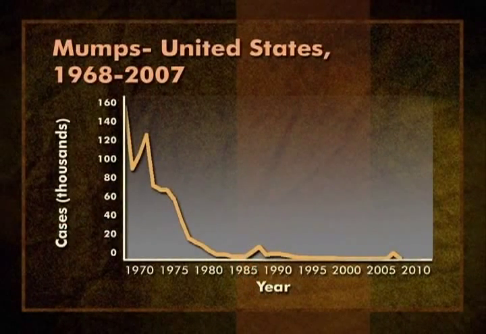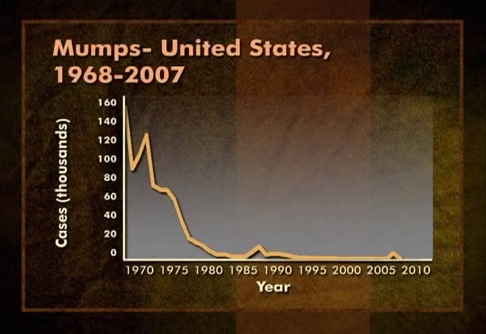Mumps seems to be less communicable than measles, with secondary attack rates documented at about 30%. Measles has secondary attack rates in excess of 90%. This graph shows the number of mumps cases reported by year since 1968, when it first became reportable. Live attenuated vaccine had been licensed a year earlier. In 1968, 152,000 cases and 25 deaths were reported, which is a rate of 88 cases per 100,000 population.